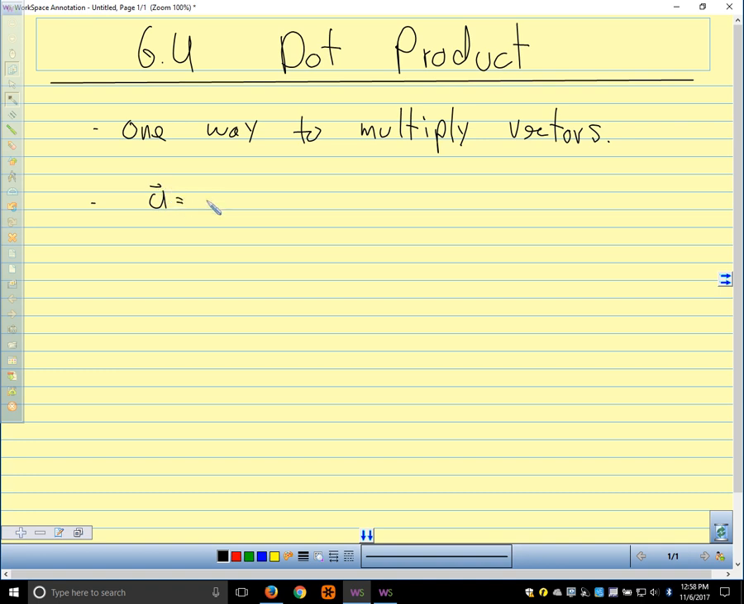So a vector u in component form is u1, u2, and vector v in component form is v1, v2. The dot product, u dot v, we call it the dot product because we show the multiplication with a dot, equals u1 v1 plus u2 v2. Multiply the x components, multiply the y components, add them together.